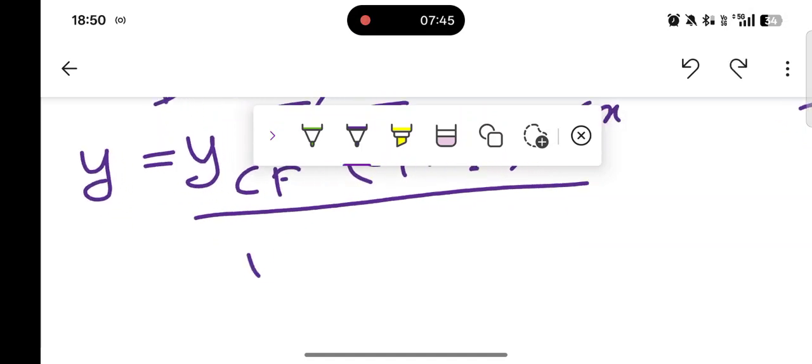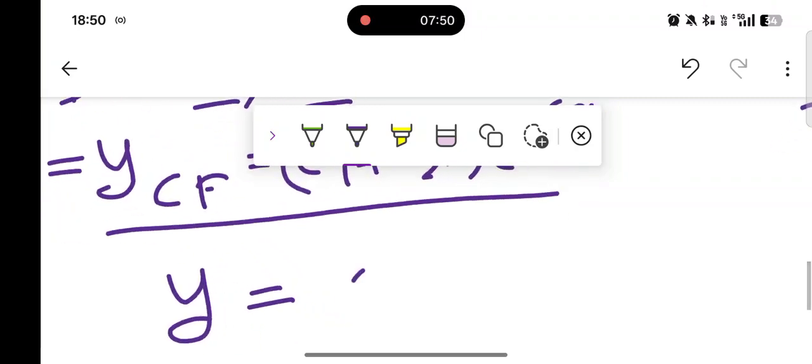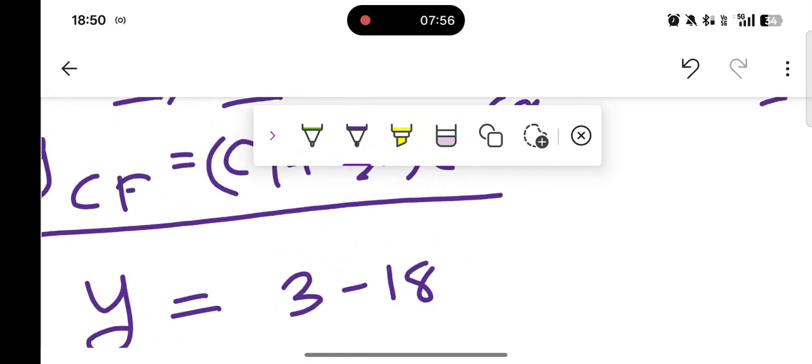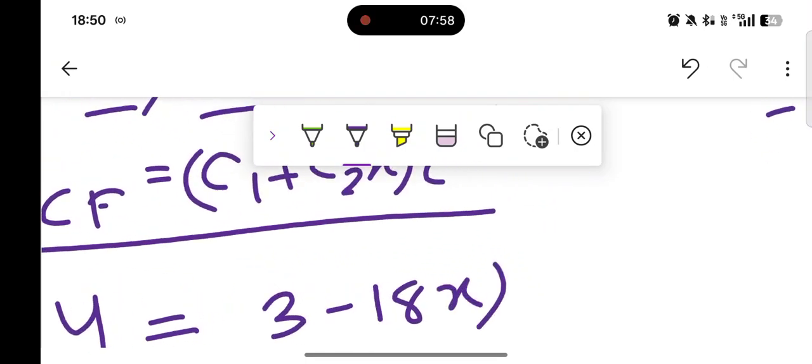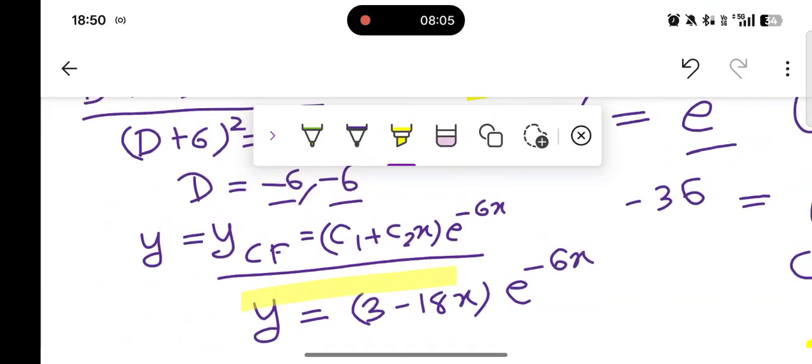Now this will be our final solution. y is equal to what? C1 is 3, plus C2, which is minus 18, so (3 minus 18x) whole into e to the power minus 6x. So this is our final solution for this question.